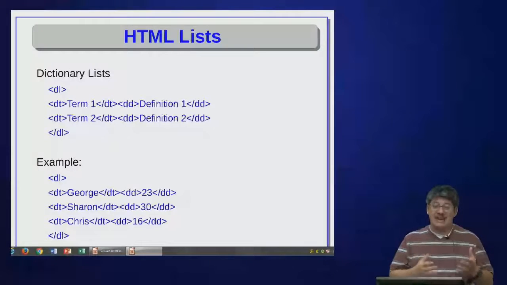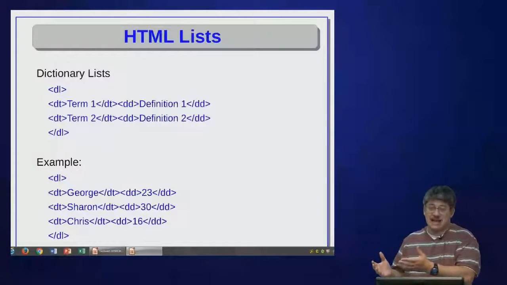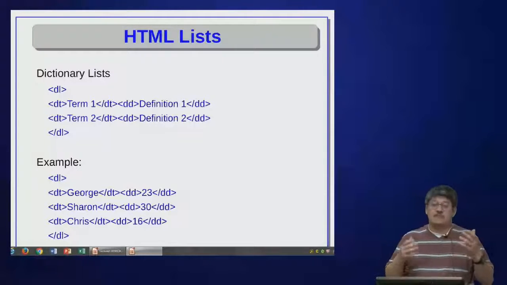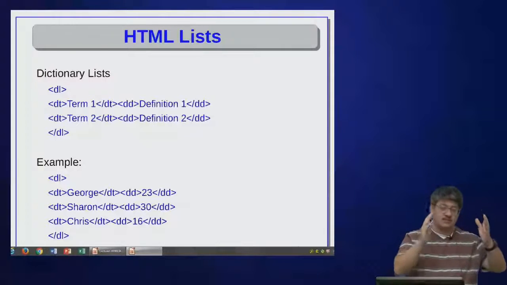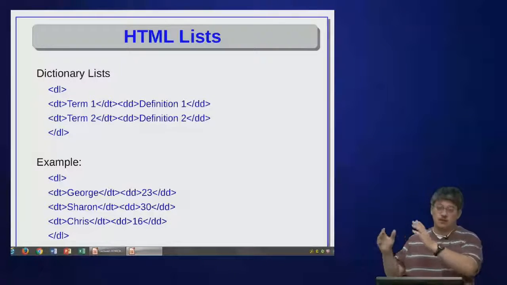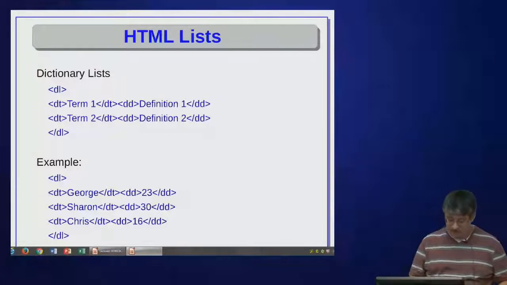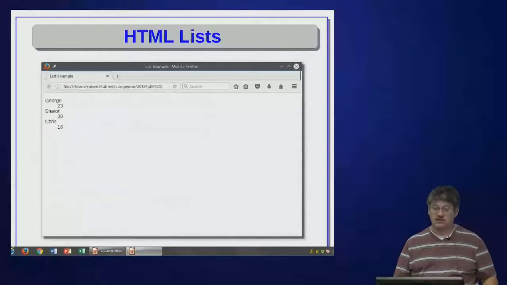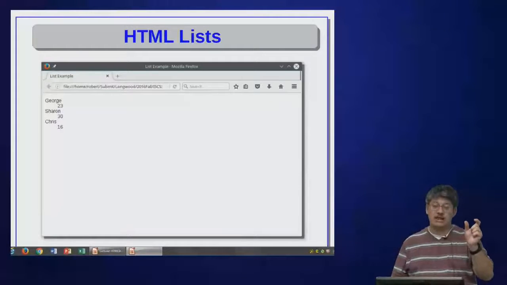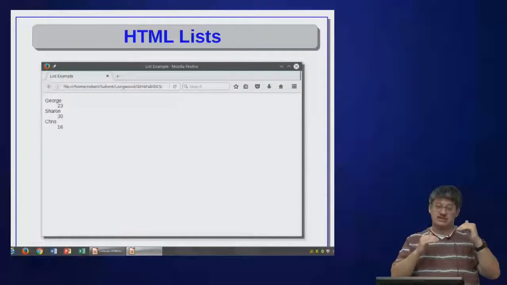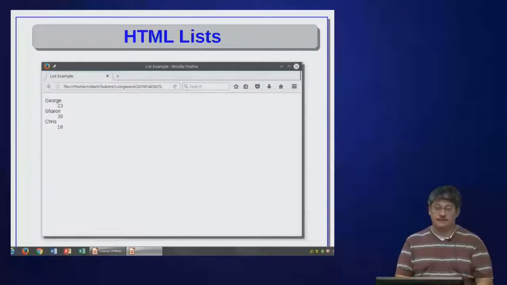I could put absolutely any kind of information in as my DT tag. I could put absolutely any kind of information as my DD tag. It doesn't really matter. What matters is that I'm illustrating the relationship between things in one set with things in the other. So one set of things will go in between DT tags. The other will go in DD tags. So that would look like this. Notice that the DT, the terms show up on one line, and the definitions actually show up on another, and they're indented. So this illustrates the relationship between these things. So this tells me George is 23, Sharon is 30, and Chris is 16.